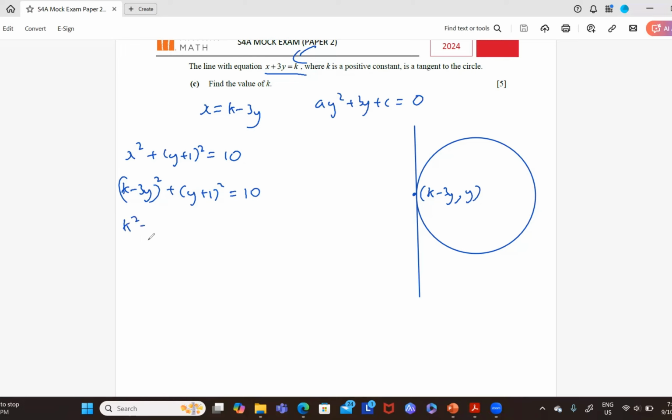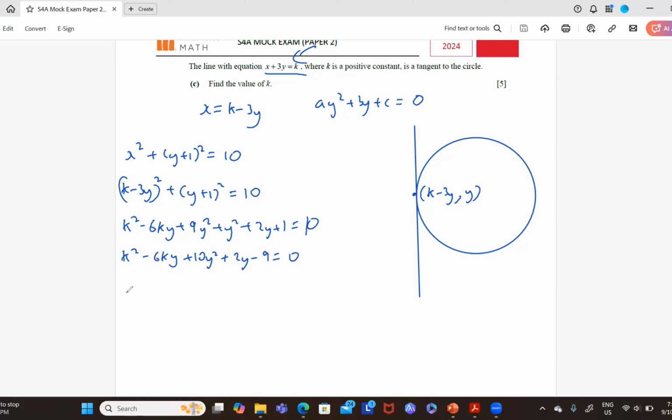You will get k squared minus 6ky plus 9y squared plus y squared plus 2y plus 1 equals to 10. So bring the 10 over, it'll become minus 9, right? So it'll become k squared minus 6ky plus 10y squared plus 2y minus 9 equals to 0.